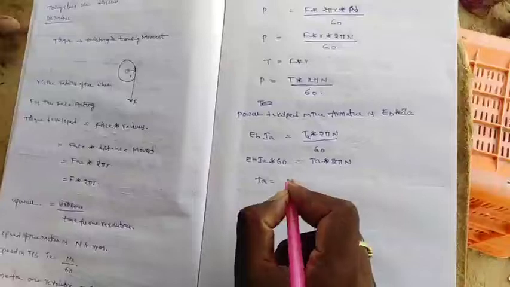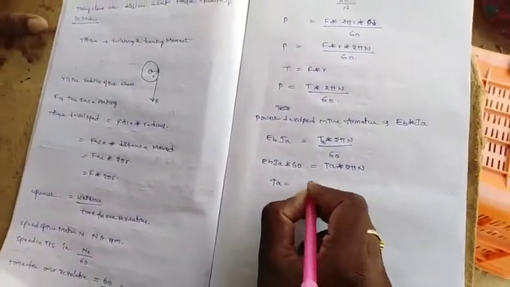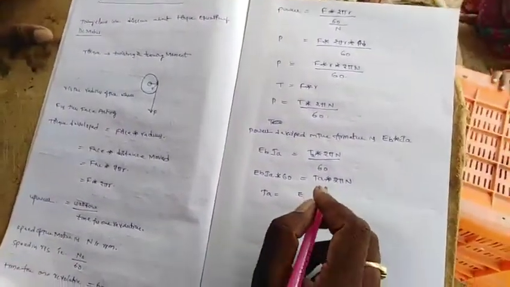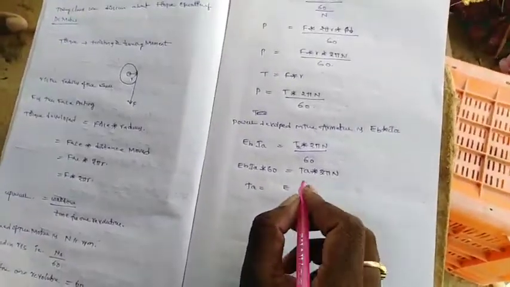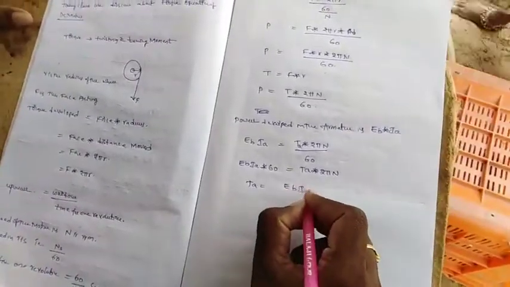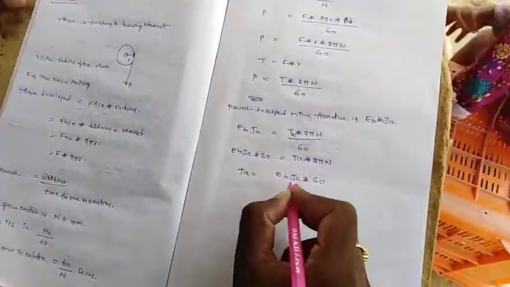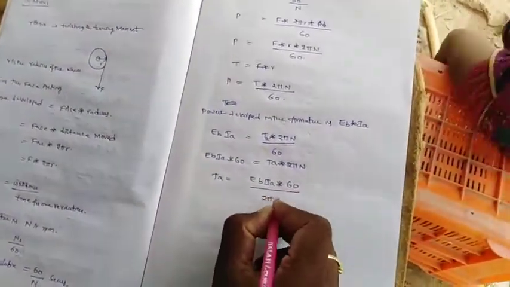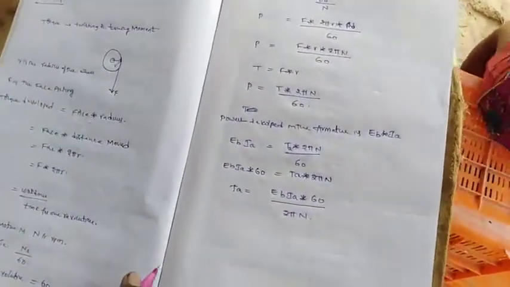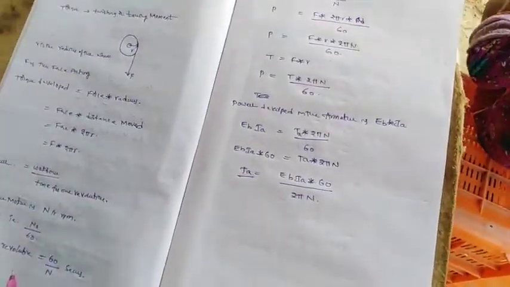Armature torque Ti is equal to EB IA into 60 divided by 2 pi N. This is the formula for armature torque.